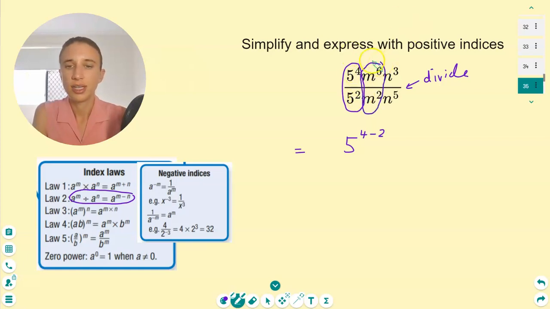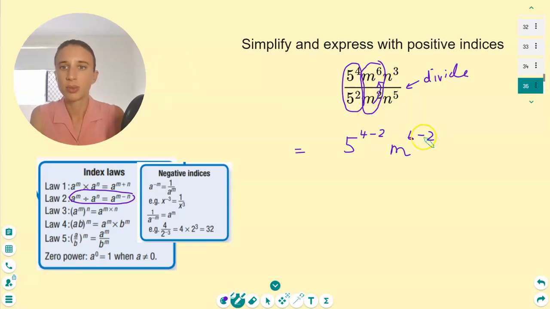And then I look over here. How can I condense this? We've got m to the 6 divide m to the 2. Well, we take away that power on the bottom. Because if we're moving that term up, it becomes negative. That's why it's negative 2. And then we look here.